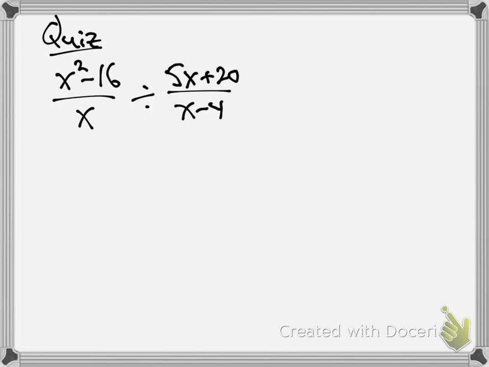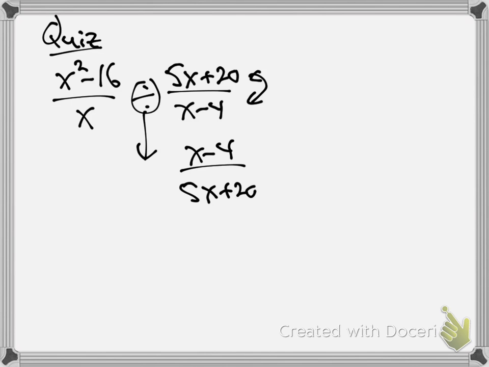So what are we supposed to do in a divide problem? Flip, and then we'll factor, yeah. So flip the one on the right and change dividing to multiplication, right? Called invert and multiply. Got to flip the one on the right, change to times.